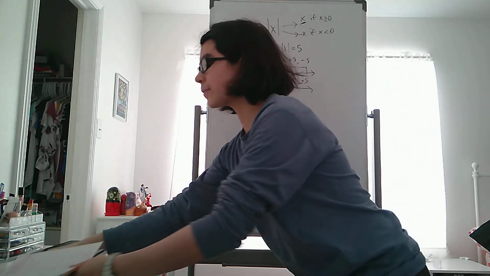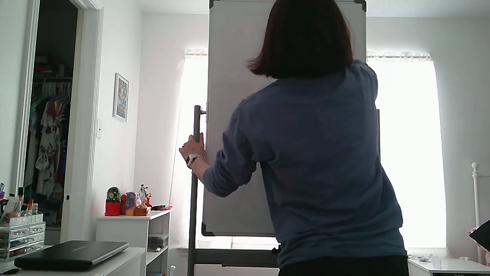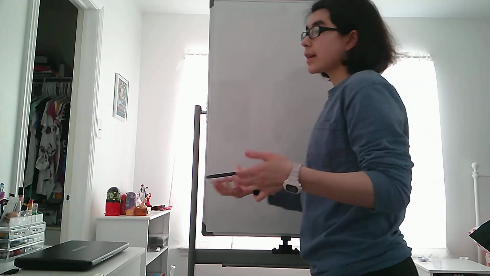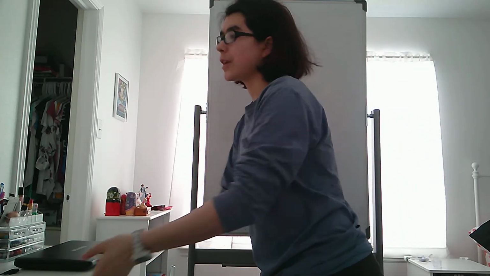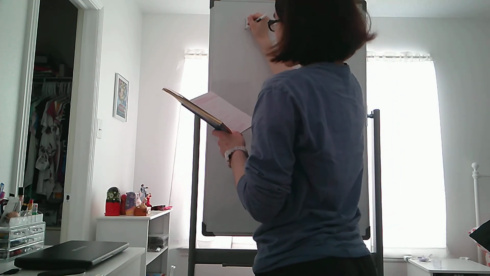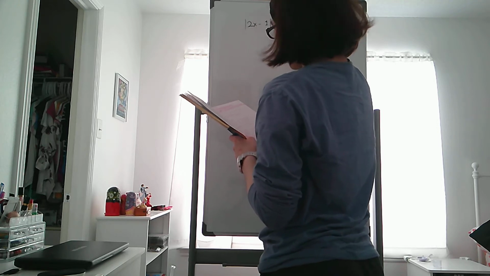So now let's jump into a quick example, now that we've got those basics covered. Absolute value, just think of that. It literally is what it sounds like: absolute value, not absolute direction. Okay, so here's our example. The absolute value of 2x minus 1 equals 5.